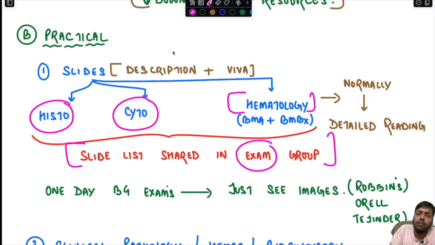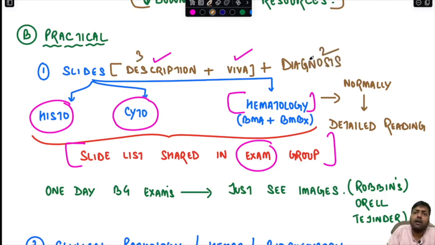And in your slides, marks are there. Some marks are for writing your description and some marks are for your viva as well. Now remember one important aspect for the practicals: do not copy the description of your peers. Okay, and be very honest about what you describe and what you see. If you honestly describe what you see under the microscope, even if your diagnosis is wrong, okay, diagnosis also I have to write. So for example, for a particular slide, 3 marks will be there for description, 2 marks for diagnosis, 5 marks for viva, so the total is 10.